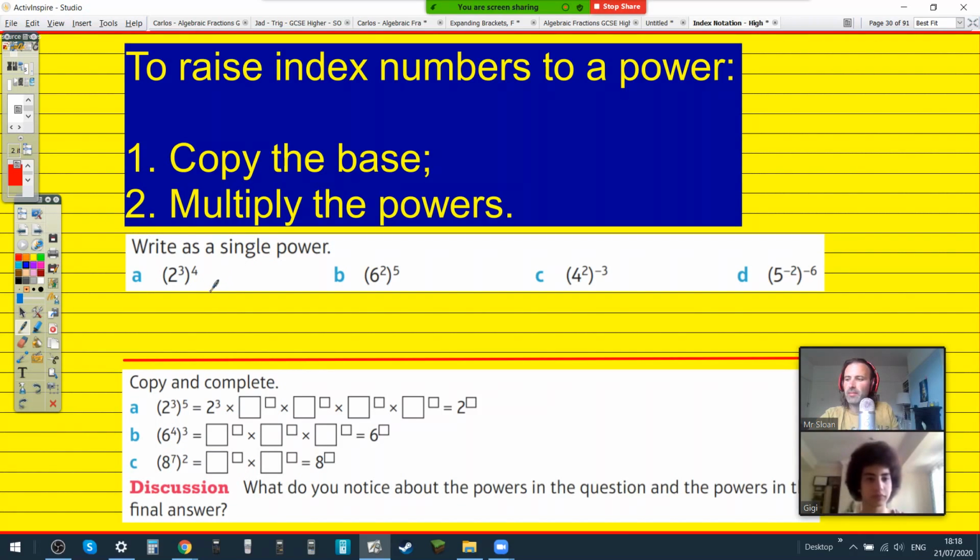Okay, let's try these. 2 to the power of 7. No. Oh wait, let's multiply. 2 to the power of 12. 6 to the power of 10. 4 to the power of -6. 5 to the power of 12. Great.